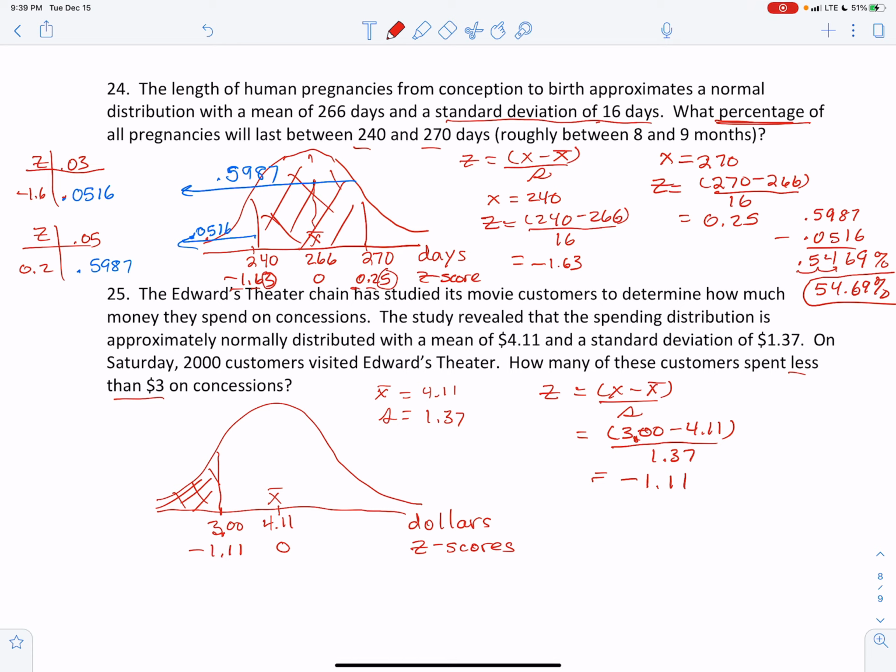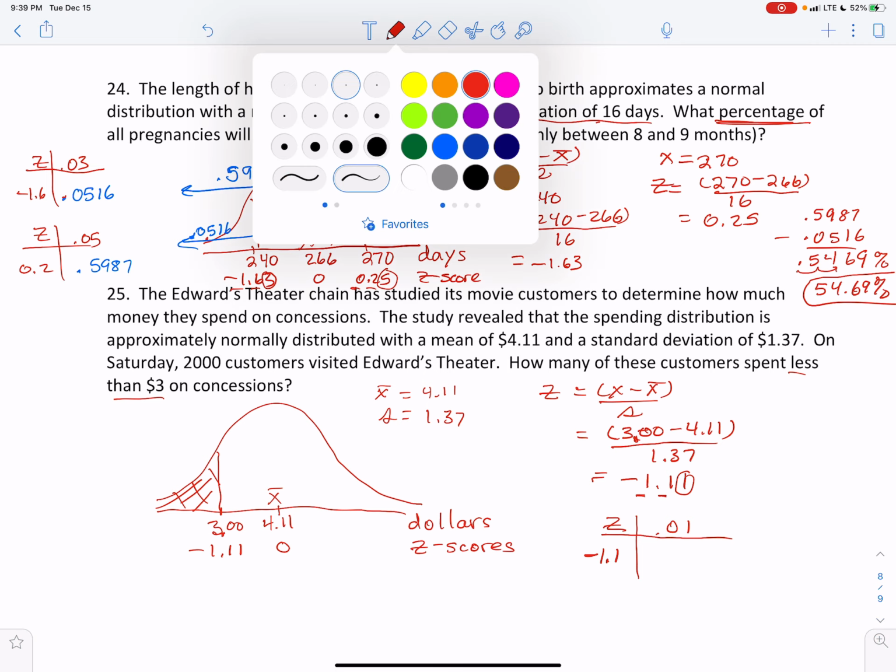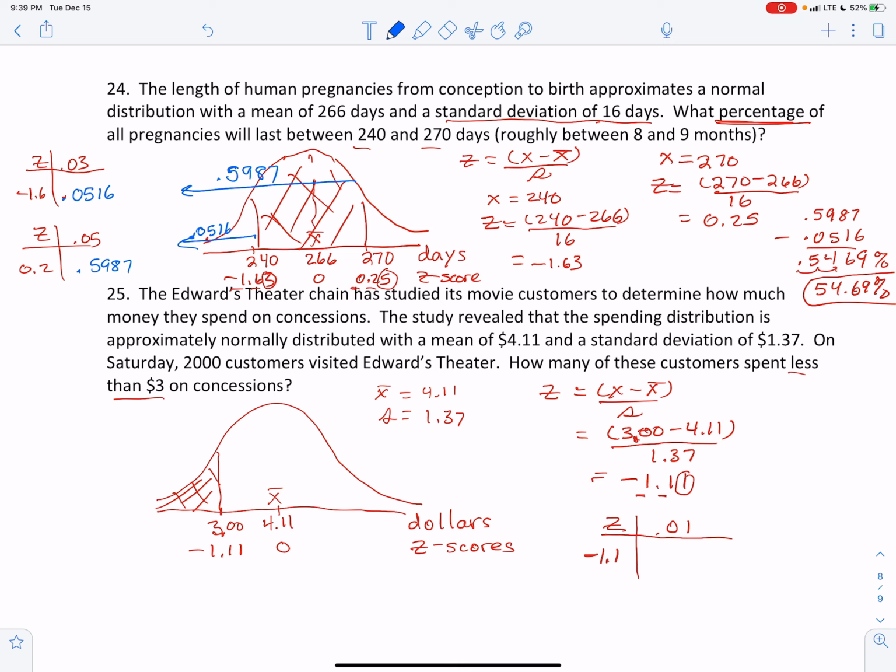So what I need to do next is to convert that z-score to an area. So I'll use my table. It's a negative z-score, so the table that has the negative z-scores on it. And under z, I want the whole number and the tenths, so negative 1.1. Across the top, I need that 1 hundredth. So I have 0.1335. So the area from the table always measures the area to the left of the z-score we looked up. So right here.